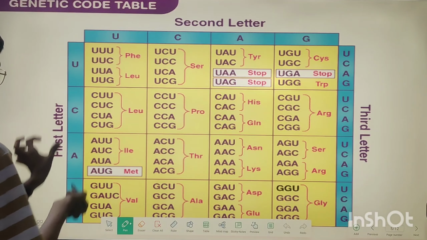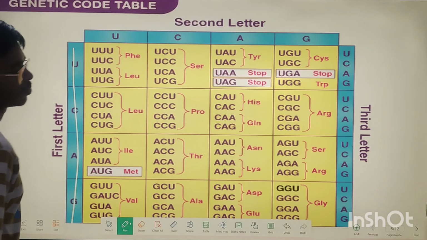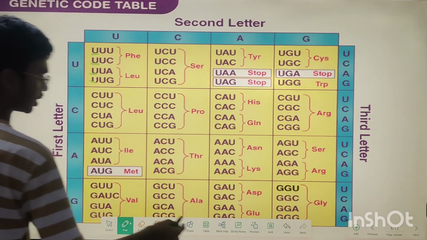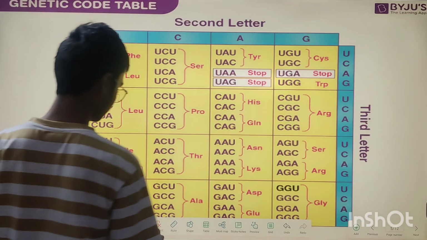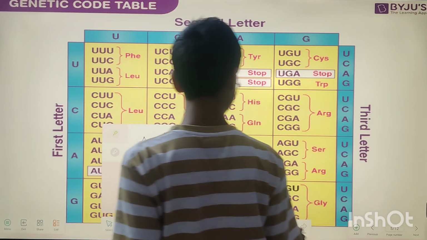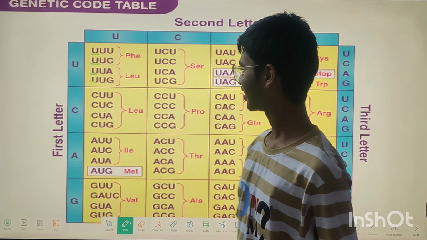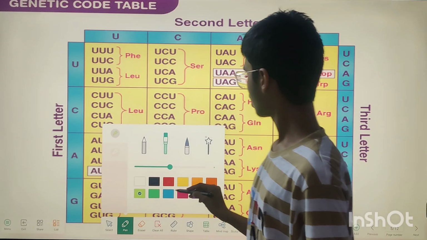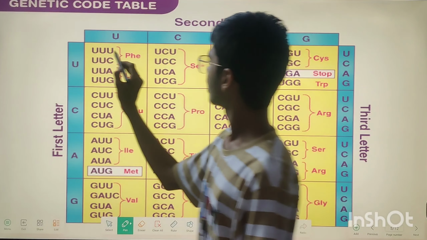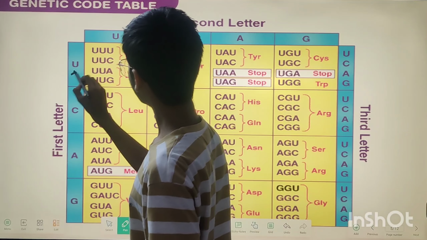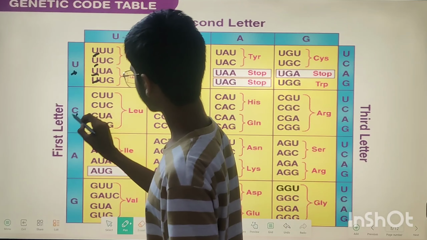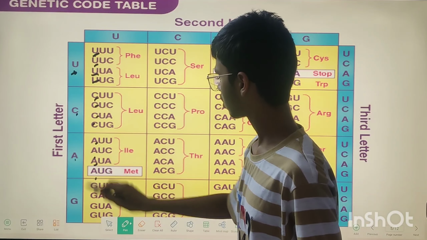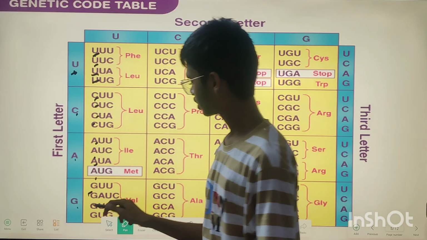Coming to those 64 different codons. See, first, these are the letters written in this box, and that has to be written first. For example, if there is U, then U only is in the beginning. If U is here in the first place, then here also it will be U only. If C is here in the beginning, then here also C only will be there. If A is here, then here also A only. If G is here, then G only will be here also.